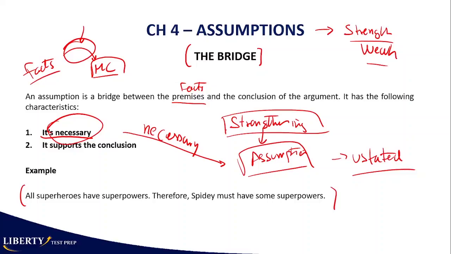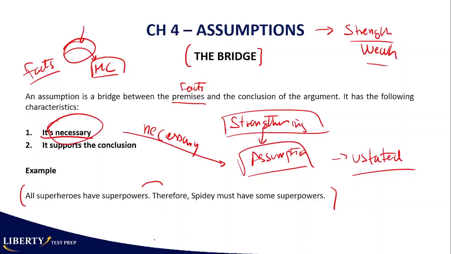Now let's apply that concept here. All superheroes have superpowers. Therefore, Spidey must have some superpowers. Okay, so they are not saying something that's connecting. They say, all right, all superheroes have superpowers, and because of that, therefore, Spidey must have some superpowers. But does it have to be true? I mean, what would need to be true in order for this to work?